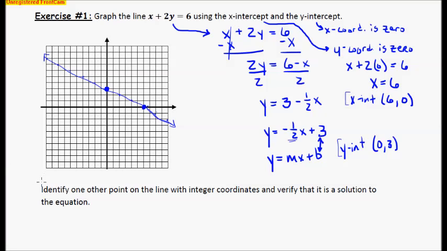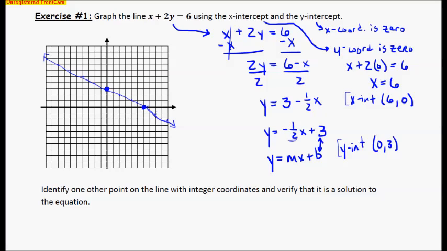Then it says, identify one other point on the line with integer coordinates. Okay, so what do they mean by integer coordinates? They mean we don't want things like 4.5, comma 7 3/4, that kind of thing. All right, we want just threes and fours and negative fives and integers. All right, integer coordinates. Verify that it is a solution to the equation.